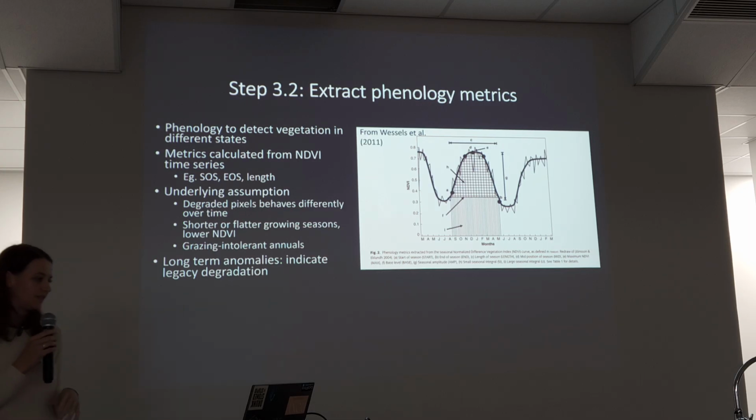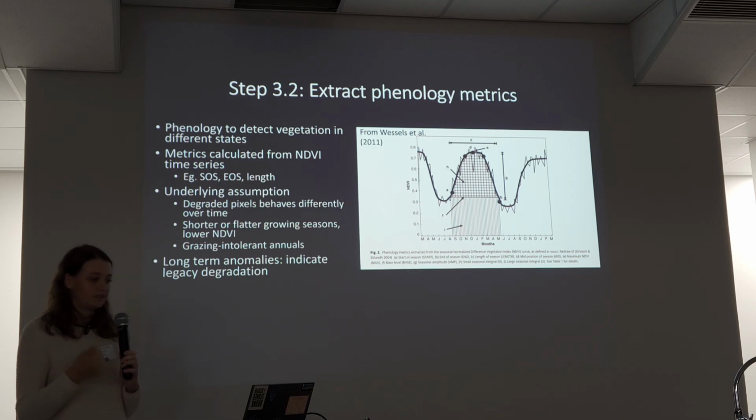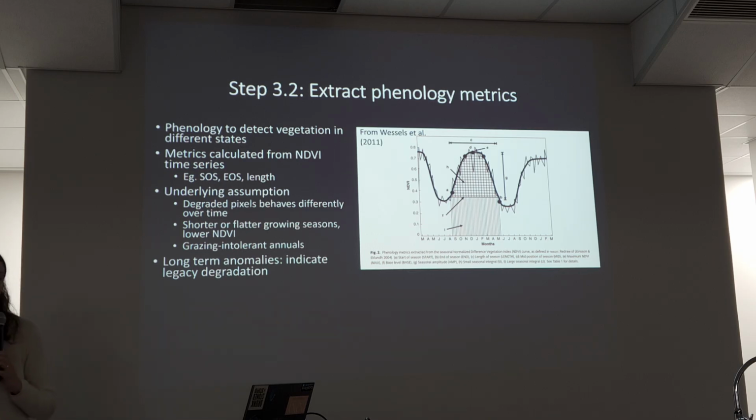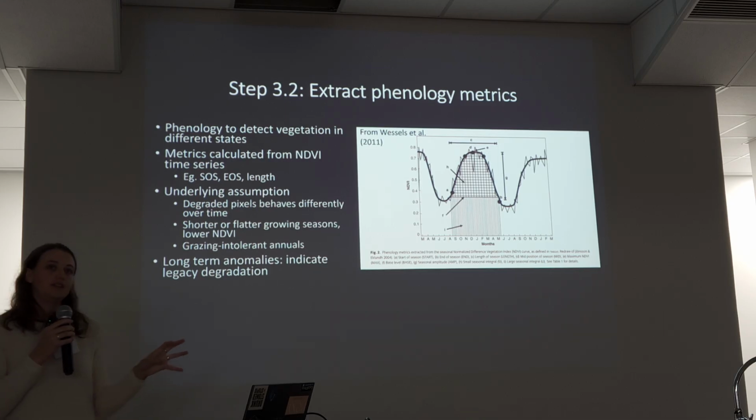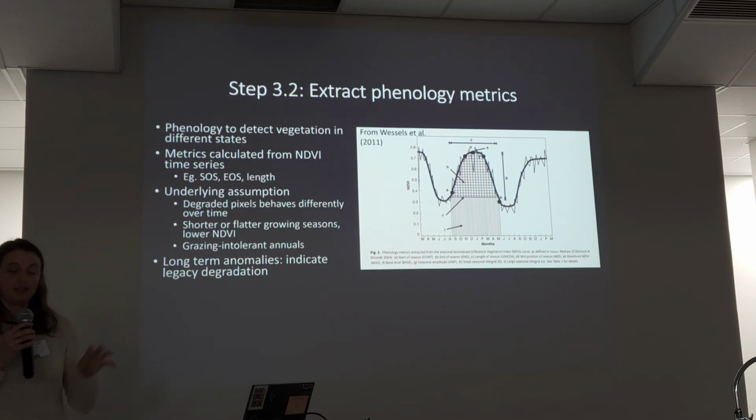So we use phenology in this project to detect vegetation in different states, or we're trying to at least. So this figure on the right shows the phenology metrics that we extract from each of these time series at every pixel. You can extract things like start of the season, the length of the season, the amplitude, so basically productivity, the phase, so when is the greenest point, at what time of year. And then all of this together tells this kind of functional story that's happening at each pixel.